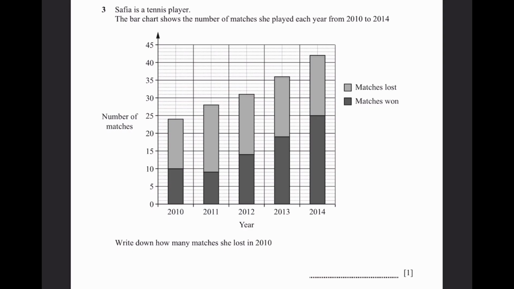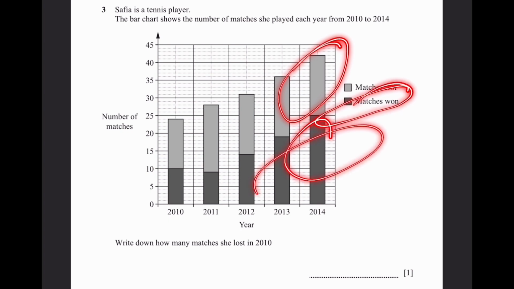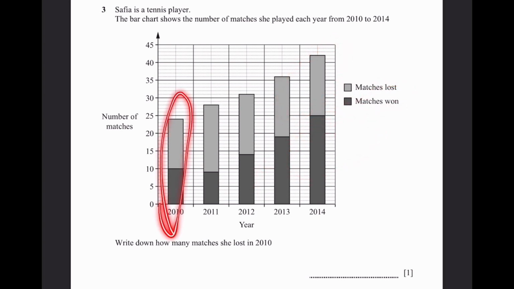Safia is a tennis player. The bar chart shows the number of matches she played each year from 2010 to 2014. Write down how many matches she lost in 2010. Matches lost is in a light shade of gray, while matches won is in a darker shade. In 2010, this column, she played 24 matches, this line over here is 24. But 10 of them are wins out of the full 24, which means the losses are 24 minus 10, which is 14 losses. That's the answer.